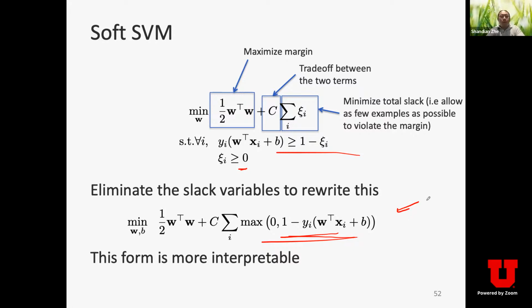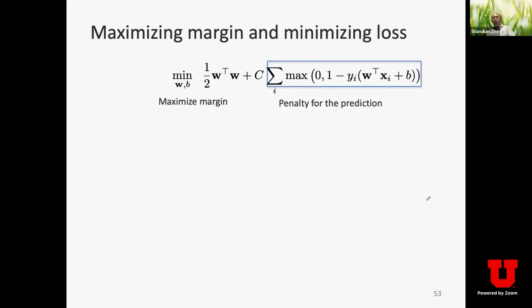But before we proceed to the algorithm steps, let us take a closer look at this simplified form. This form is more interpretable and can give us more general knowledge about how to compose a machine learning objective function. After this simplification, we have two terms in our objective function. The first term is half of the squared norm of the weight vector, whose implication is that we try to maximize the margin. And what does the second term mean?